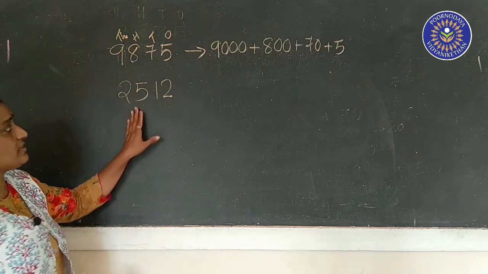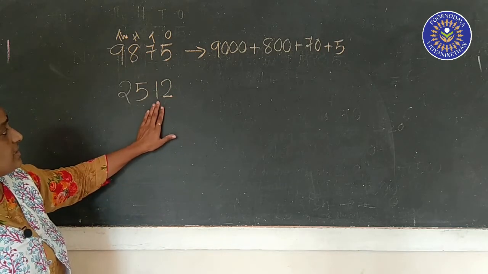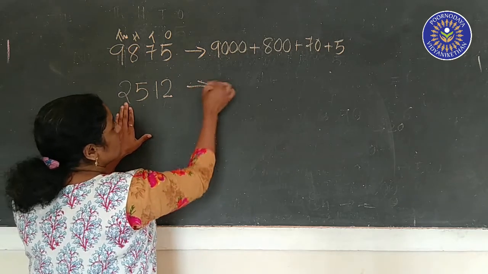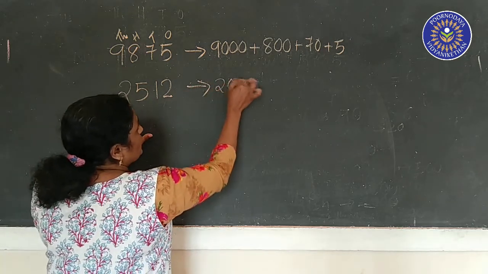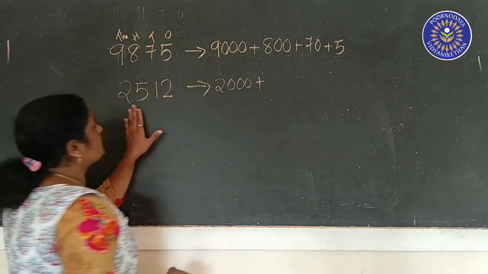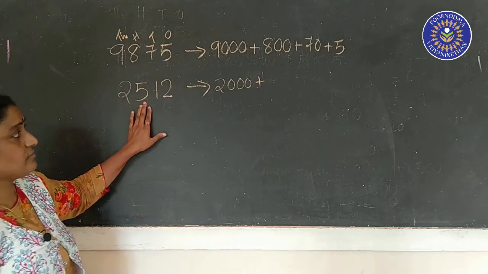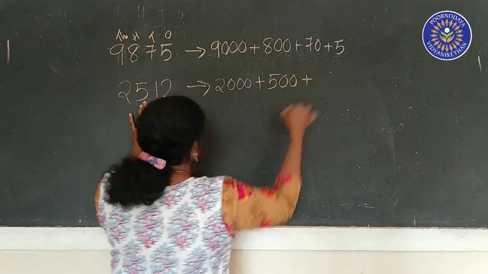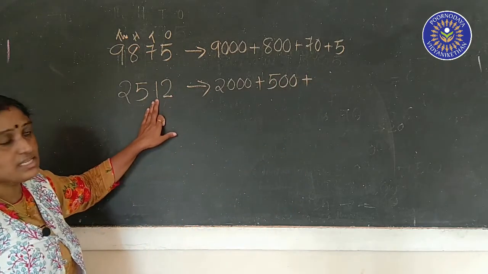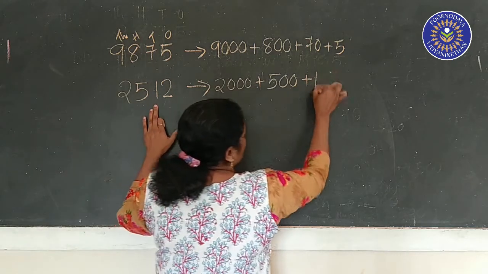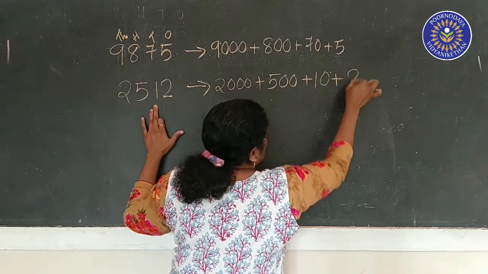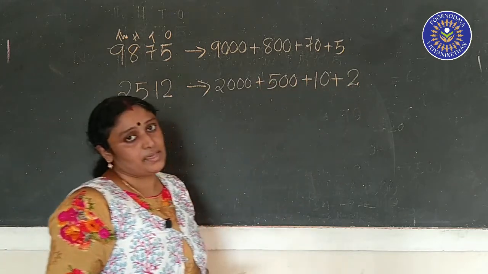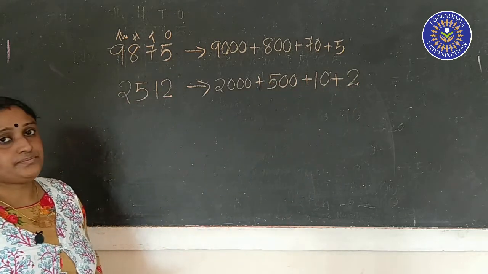2,512. How will we write it? Ones, tens, hundreds and thousands. In thousands place 2. That means 2,000 plus. In hundreds place there is 5. So 500 plus. In tens place there is 1. So 10. In ones place there is 2. This is the expanded form of a 4-digit number.